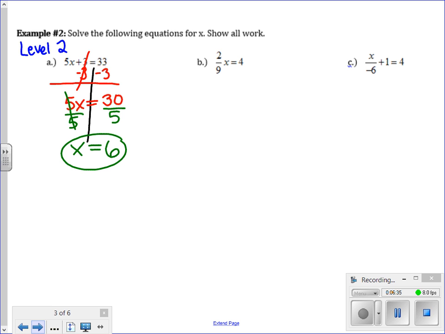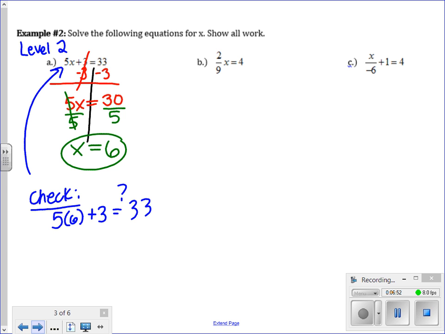Now, as I said in example 1, you can check your work by taking x equals 6 and putting it back into the equation at the top. So let's see, if I took 5 times 6 plus 3, I want to know if that equals 33. Well, 5 times 6 is 30 plus 3, and I know that 30 plus 3 equals 33. So it checks out that I had the right answer.